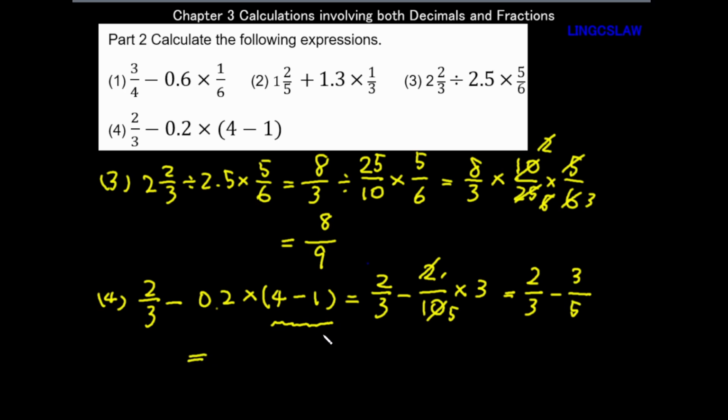and let's make the denominator a common number, 15, and 10 minus 9 equals 1/15. Alright, now let's go on to part 3.